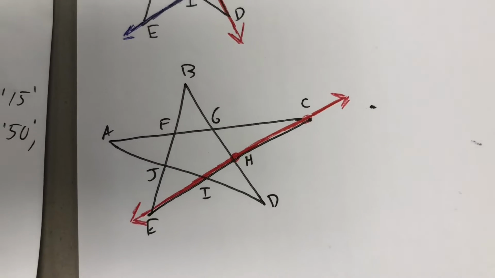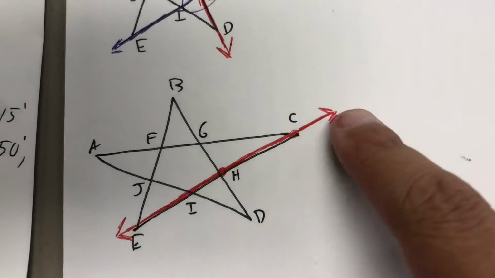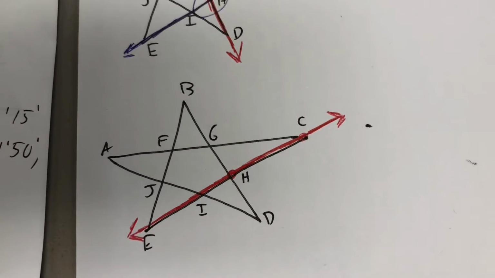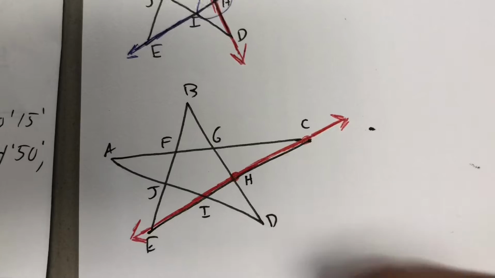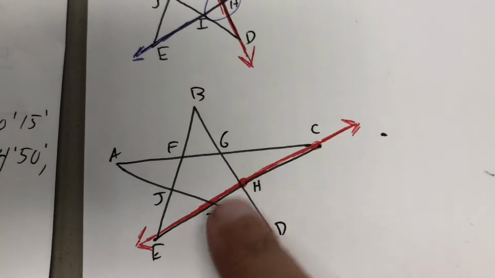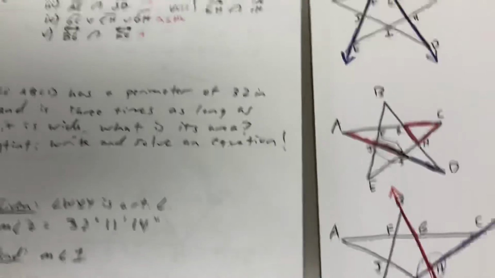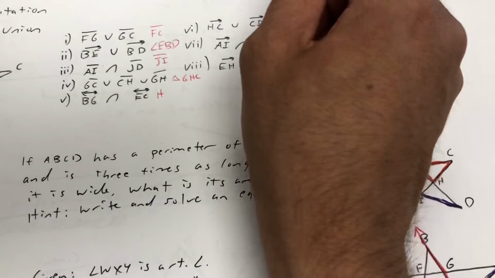What do I have there? It's not a ray anymore. It's not a line segment. It goes on infinitely in both directions. Those arrows are really important. It's just this line. You name a line with 2 points. It can be any 2 points. You can call it CE. You can call it CI. You can call it IH. You can call it IC. Does not matter. I'm just going to call it line CH.